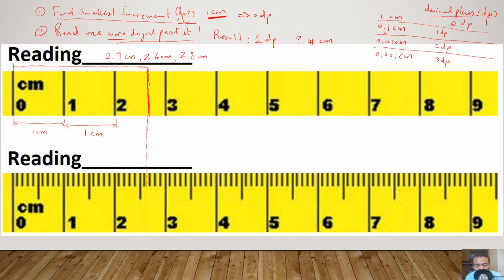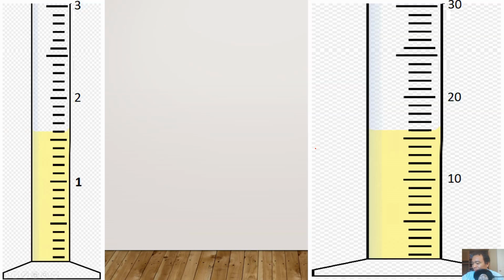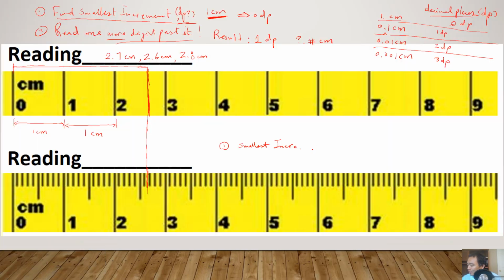Let's look at the bottom ruler. With the same length, as you see, let's do the same way. The smallest increment over here is 0.1 centimeter. So when you look at that, for example, that's between this line and that line. How much is that?